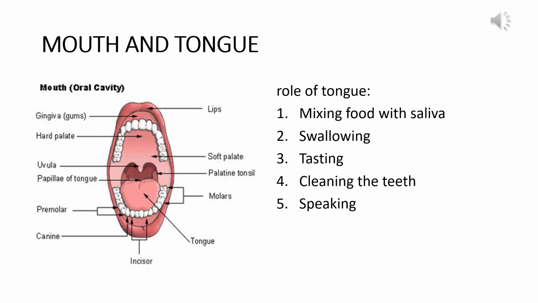The second role of the tongue is to mix the food with the saliva and form a bolus that can be passed to the next parts of the digestive system and can be digested easily. The tongue also helps in swallowing the food, it helps in cleaning the teeth, and it is very important for speaking because without the tongue we cannot speak properly.